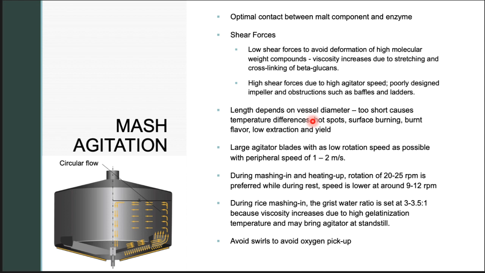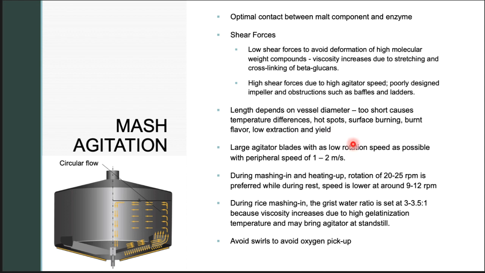The length of the agitator depends on the vessel diameter. If the impeller length is too short, it will cause inhomogeneous mixing and lead to temperature differences in the different sections of the mash, which will subsequently lead to hot spots at some dead pockets, surface burning, burnt flavor, low extraction and yield.